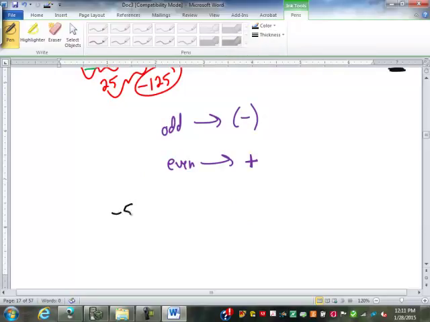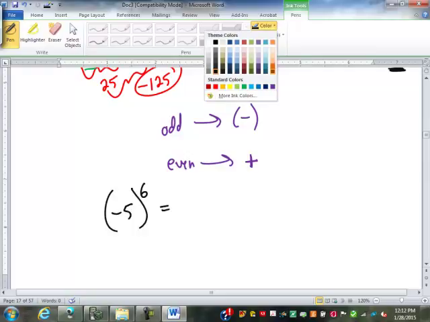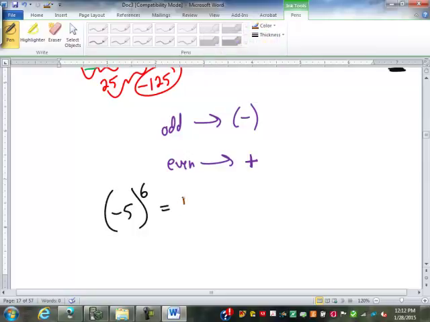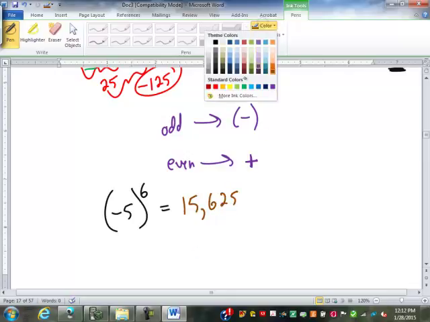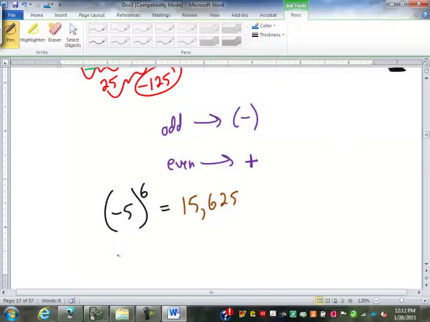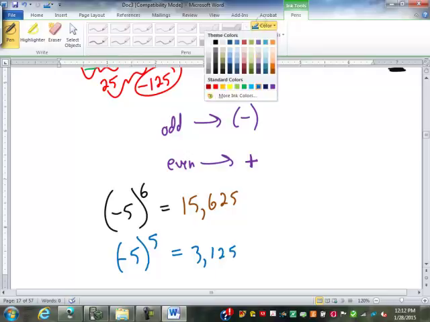So negative 5 to the power of 6, we know before we even start that result is going to be positive. If you enter it in your calculator, you better get 15,625. On the other hand, though, negative 5 to the power of 5 will not be positive. It's an odd power, so since that's negative, it can be a negative result of 3,125. Any questions?